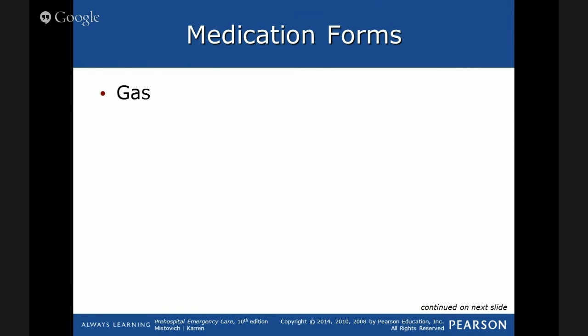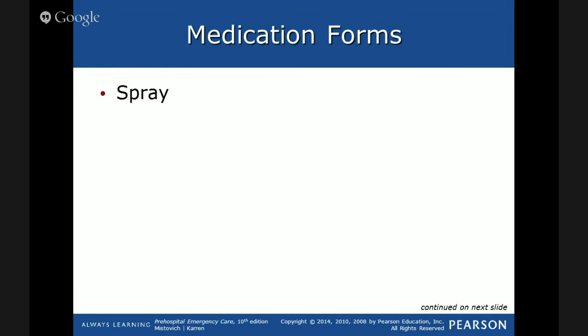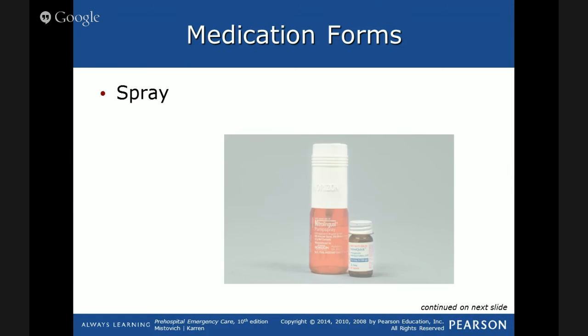Gas, which one is this one? Oxygen. So oxygen comes in a gas form. You can see where the forms tend to dictate how our medicine is given. Which is our spray? Nitroglycerin. So we had tablet form and spray form. So there are two different forms there. Both can be given via the sublingual route.